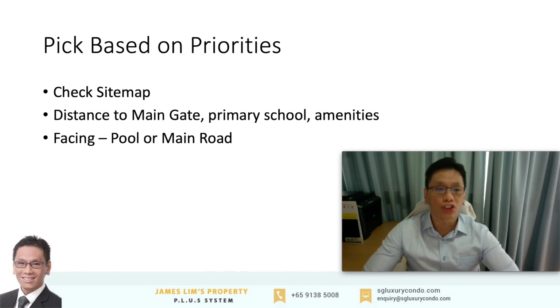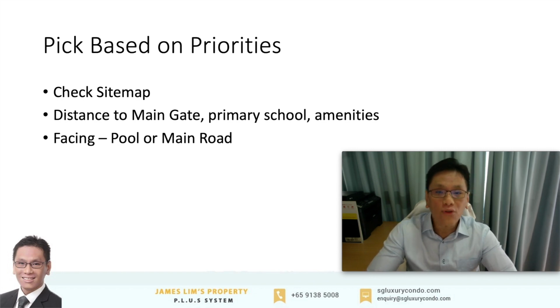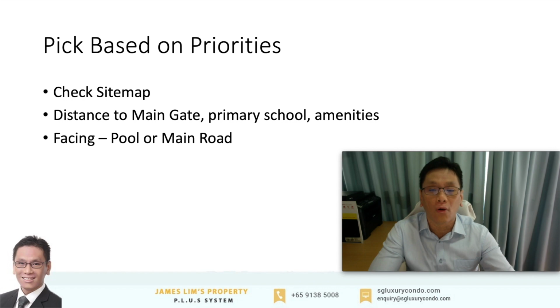The second tip I would like to share with you is to pick your unit based on your priorities. For example, you should always check out the condo site map or the site plan. This will show you where your unit is facing, and it will show you the facilities around or what your unit will be facing directly. Now, this is very important because number one, we can look at the distance to your main gate, primary school or other amenities. So let's say your family has older folks, you have to consider how far they are going to walk to a certain location where they need to go.